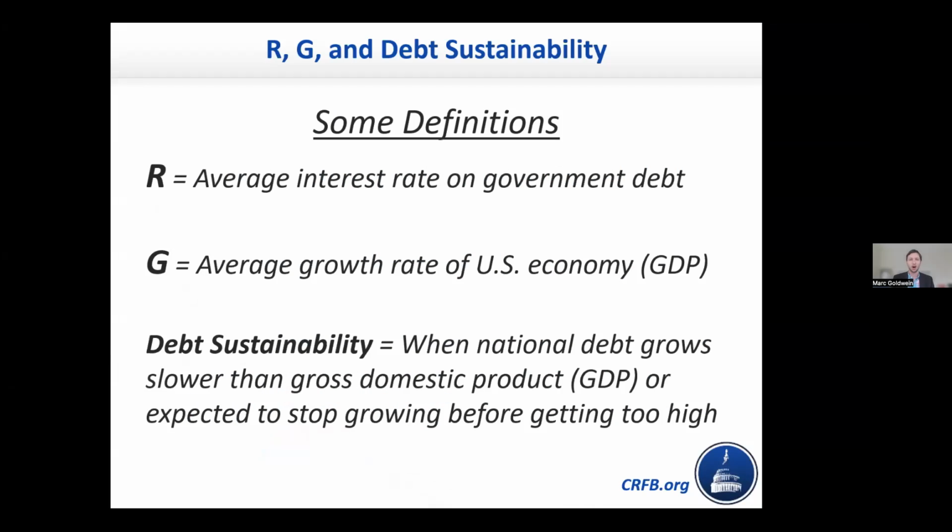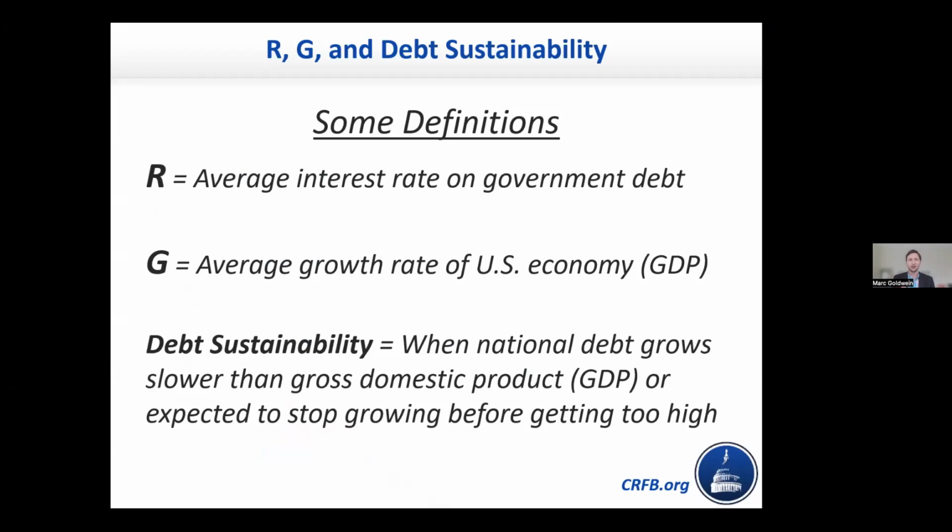Now, when we say R, what we are talking about is the average interest rate on government debt. So every year, the government owes money, and the government pays interest on that money it owes. R is the average interest rate it's paying on all of its debt. When we say G, we're talking about the growth rate of the overall economy, typically looked at as the growth rate of gross domestic product, GDP.